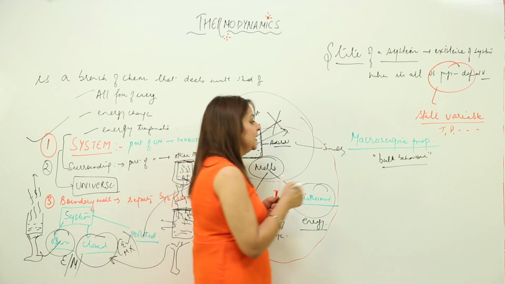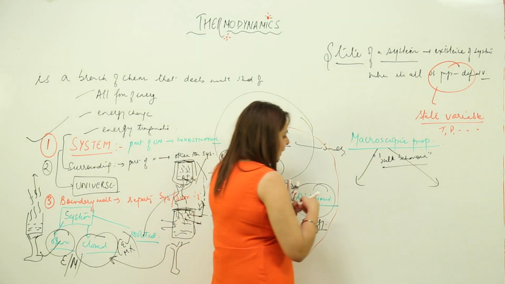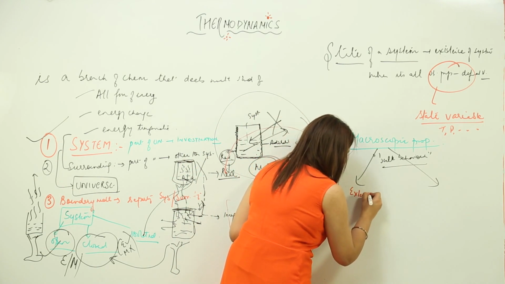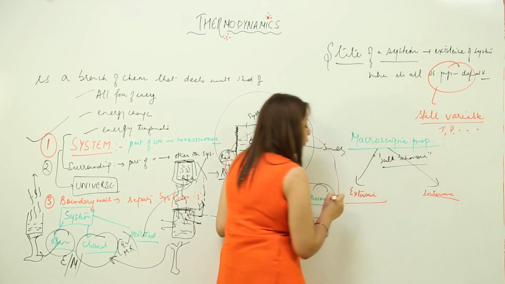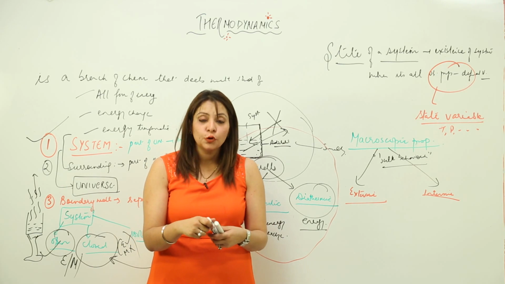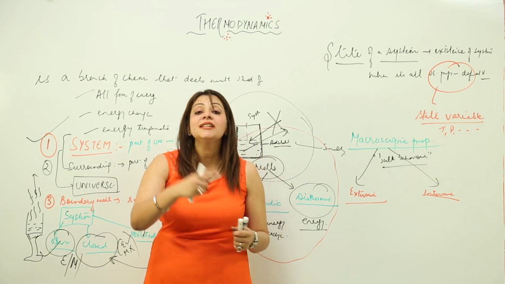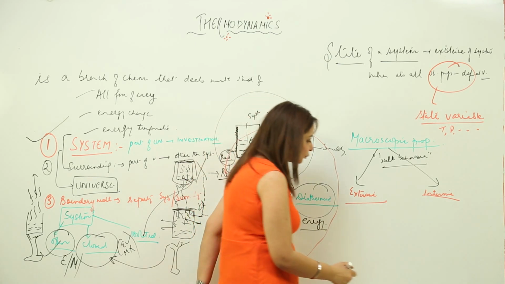These macroscopic properties are classified into two categories. One is the extensive property, the other is the intensive property. Like, a macroscopic property can be extensive and a macroscopic property can be intensive. Now what is the difference between them? I am just going to explain the difference with an example.